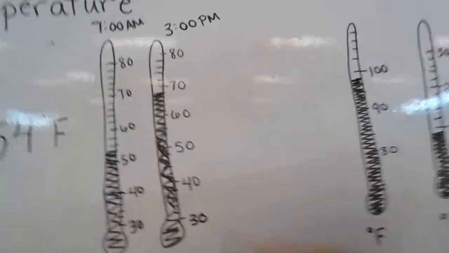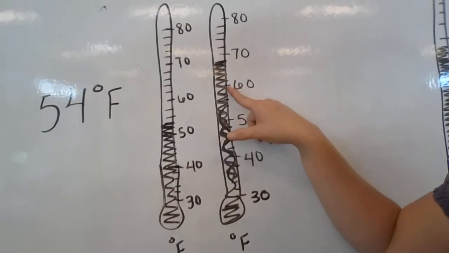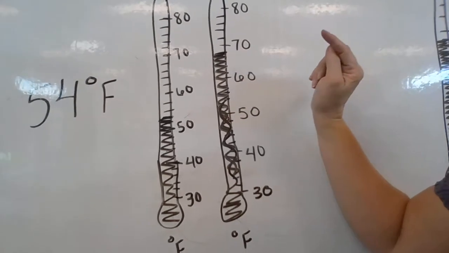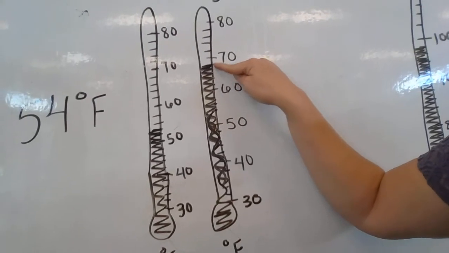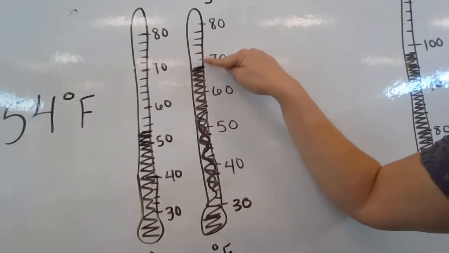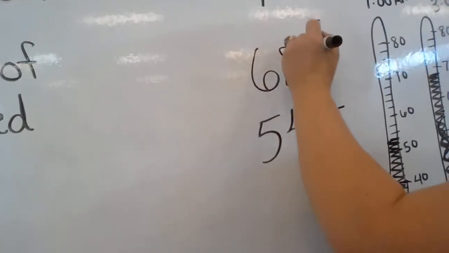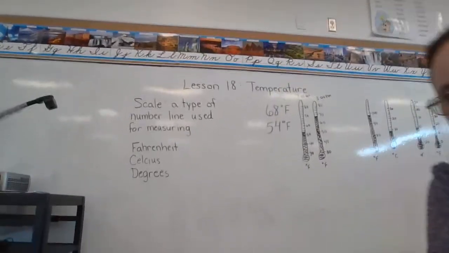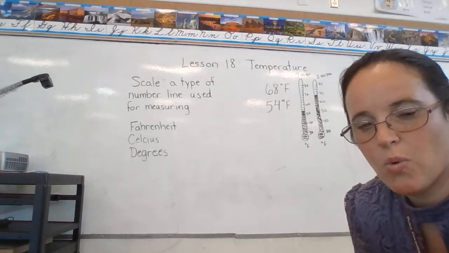Okay. The 3 p.m. thermometer, again, counting by twos. So from 60 here, 62, 64, 66, that one right there is 68. Or we can look at the 70 and say, oh, it's one notch down, so that must be 68 degrees. I'm going to write that up here. Also Fahrenheit.